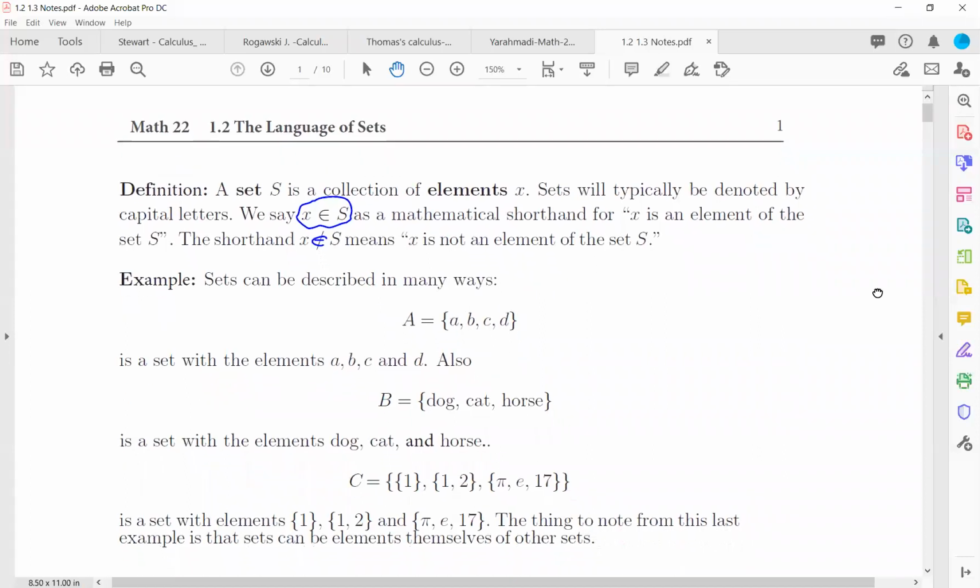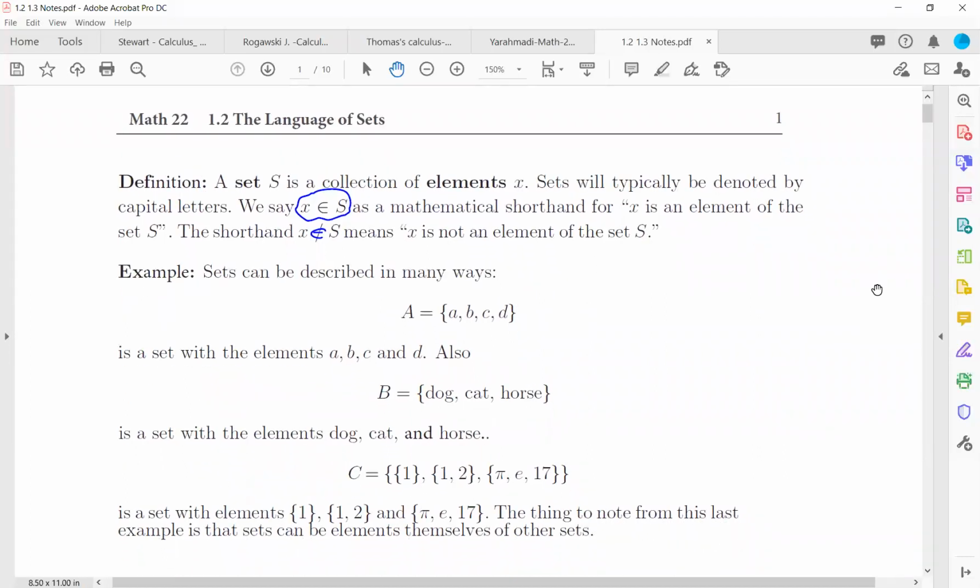For example, suppose A is the set of a, b, c, d. In this case, set A has 4 members: 1, 2, 3, 4 members. Note that for a set, we use curly braces to show that we have a set, open and closed.